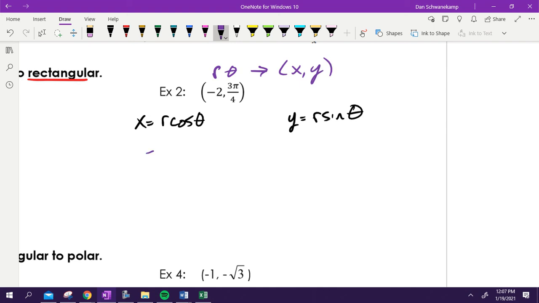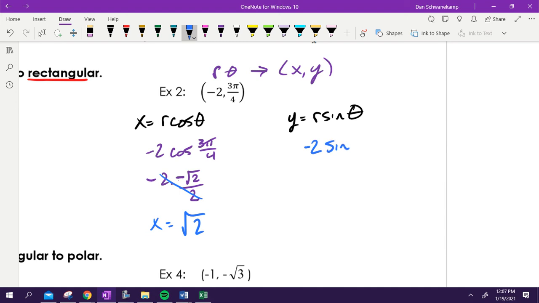If I plug in, it is negative 2 cosine 3 pi over 4. William, what's cosine of 3 pi over 4 going to get me? Negative square root of 2 over 2. The 2's are going to cancel. The negatives are going to cancel. I get radical 2. That's what his x value is. Okay, then we're going to do the same thing for our y. Our r value is negative 2. Theta is 3 pi over 4. Then we just do it. Negative 2 times, Morgan, what's sine of 3 pi over 4 going to get me?